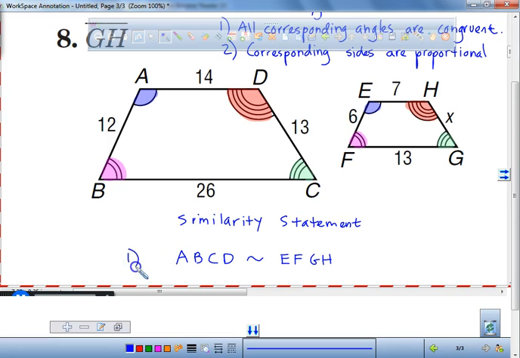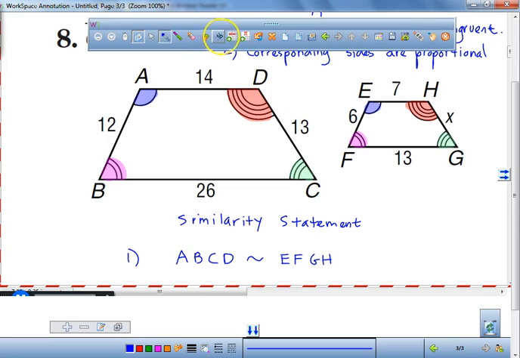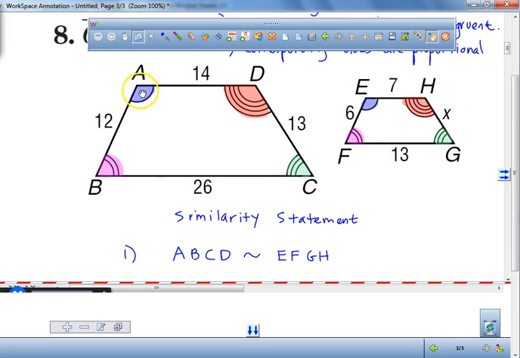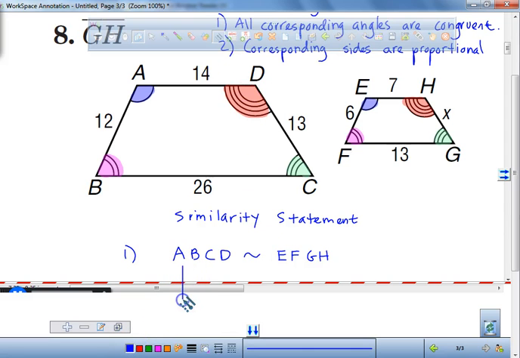So this right here is the very first part of your question. It says write a similarity statement. So right now, after you write that in your journal, now take that and transfer it over to your paper. That's the similarity statement that you need to have for problem number 8. Now in your journal, what I'd like you to do is make some connections here. So right now, angle A I colored in blue, right? So check this out. What I want you to understand is, in a similarity statement, A should match what angle? Angle A should match angle E.